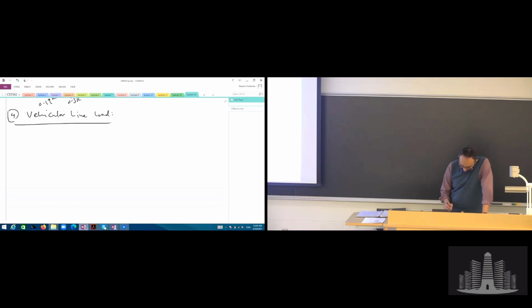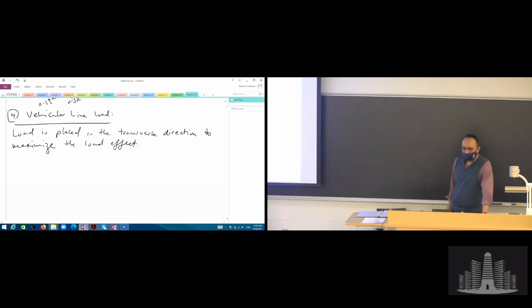I will just say here, just to remind you, that the load is placed in the transverse direction to maximize the load effect. So I have a very specific and clear target in my mind when I'm placing the live load. The vehicular wheel load is to maximize its effect.